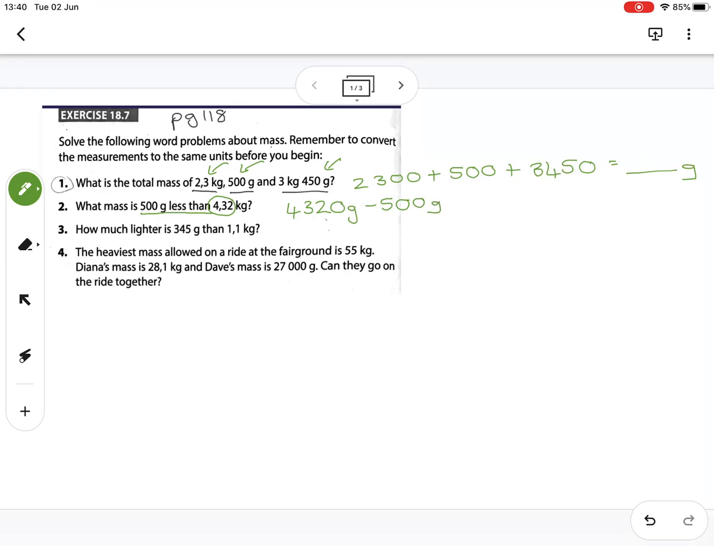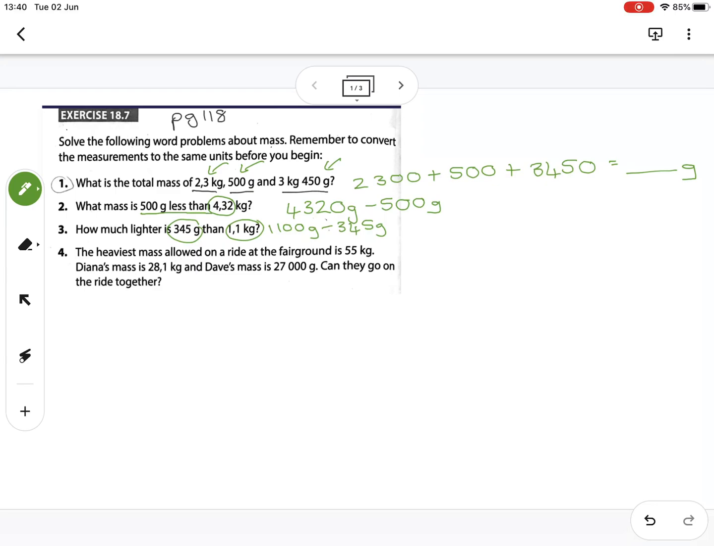Number 3, how much lighter is this than that number? Again, first you turn that into 1,100 grams and then subtract the 345. Okay. Right, so all those answers you will then have in grams. You could go and take them all to decimals, but again, that's up to you.